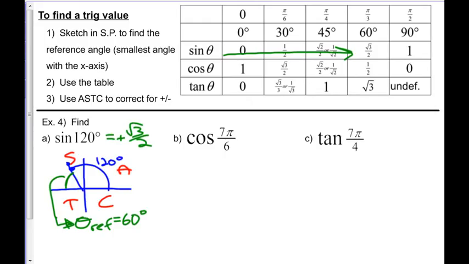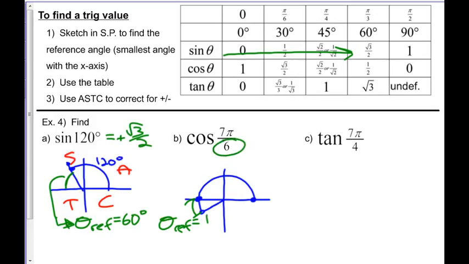Let's try the next one. Cosine of 7 pi over 6. So let's think about this. 6 pi over 6 would be 180, or pi. And I go another pi over 6. This is the reference angle. And there's a nice little trick for when you're working in radians. Whatever this is, that will be your reference angle. It'll be pi over that number. So we went an extra pi over 6 compared to 180. Theta ref is pi over 6.